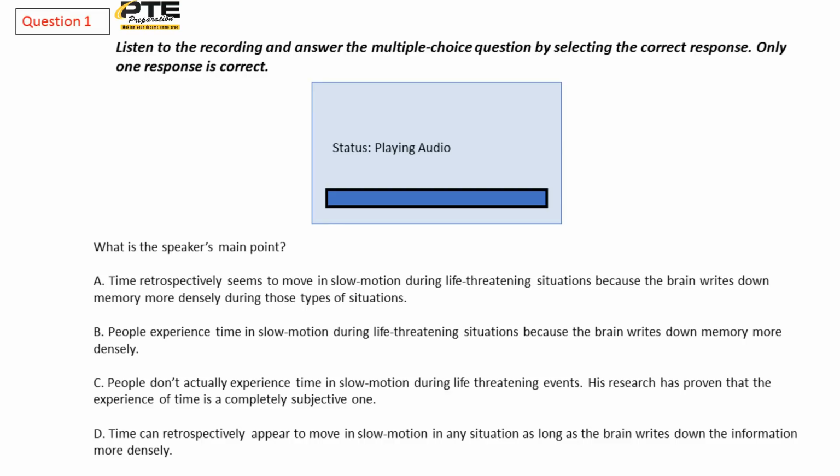Instead, it's a completely retrospective assessment. In other words, when you're in a life-threatening situation, your brain writes down memory much more densely. And then retrospectively, when you look at that, you have so many details that you don't normally have that it seems as though it must have lasted a very long time. That's the only interpretation your brain can make.